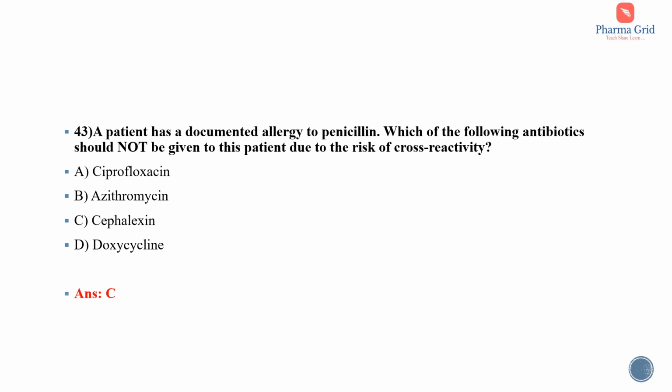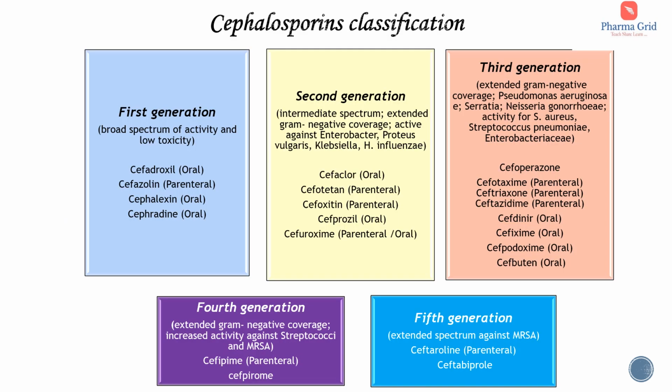That is, the cross-reactivity between penicillin and cephalosporin is around 3 to 5%, and the highest rate of cross-reactivity is between penicillin and first-generation cephalosporins. Here in the options, cefalexin is a first-generation cephalosporin and has the highest risk of cross-reactivity with penicillin. So here let's discuss the classification of cephalosporins. Cephalosporins are mainly categorized into 5 generations.